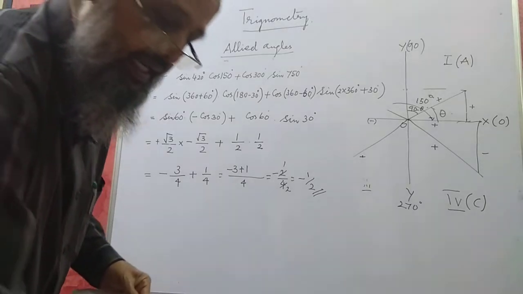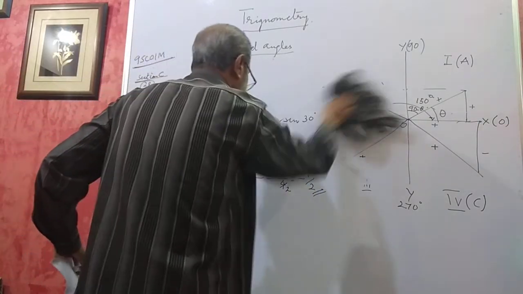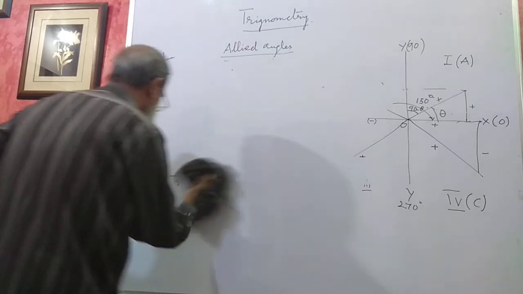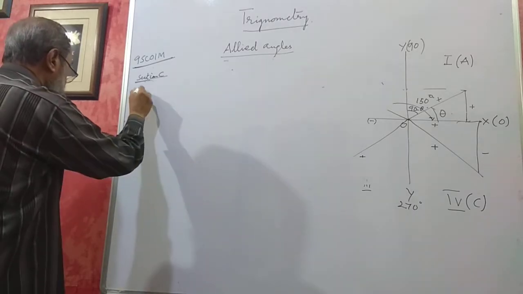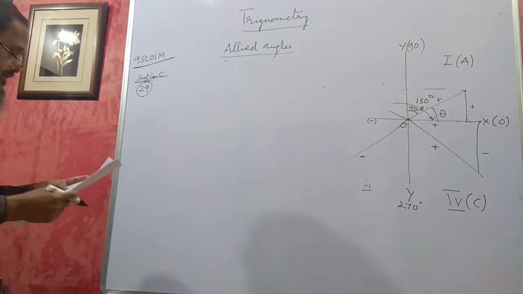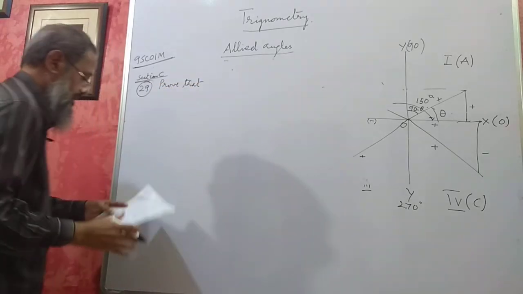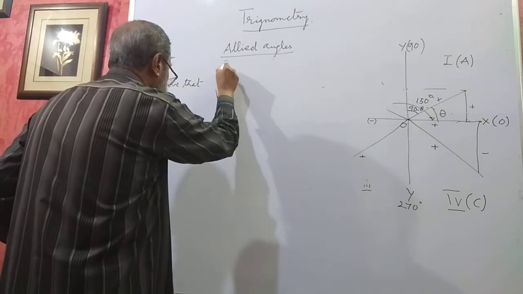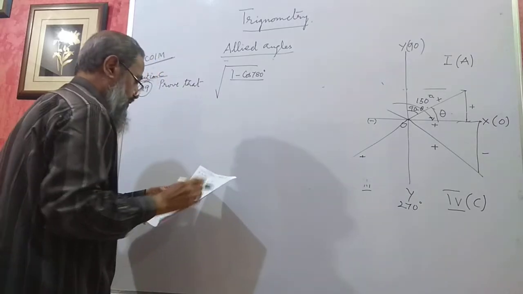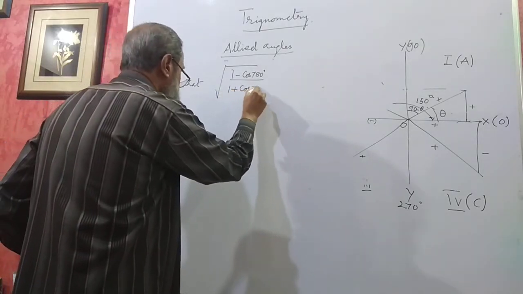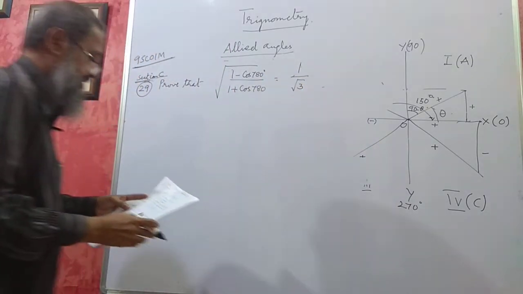Next, problem number 29. In the same paper, same section, April-May 2018, section C, problem number 29. Prove that square root of 1 minus cos 780 divided by 1 plus cos 780 is equal to 1 by root 3. We have to prove that this is equal to that.